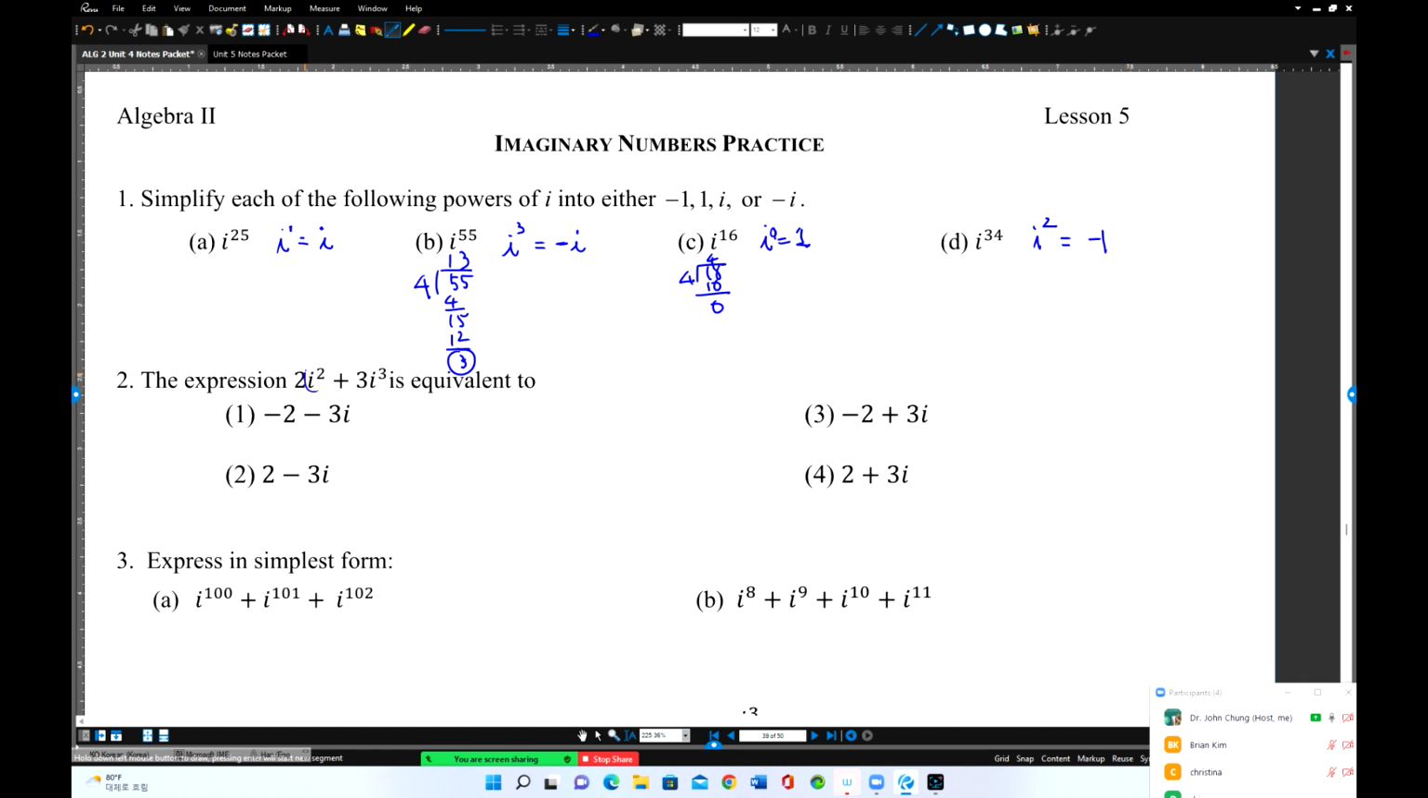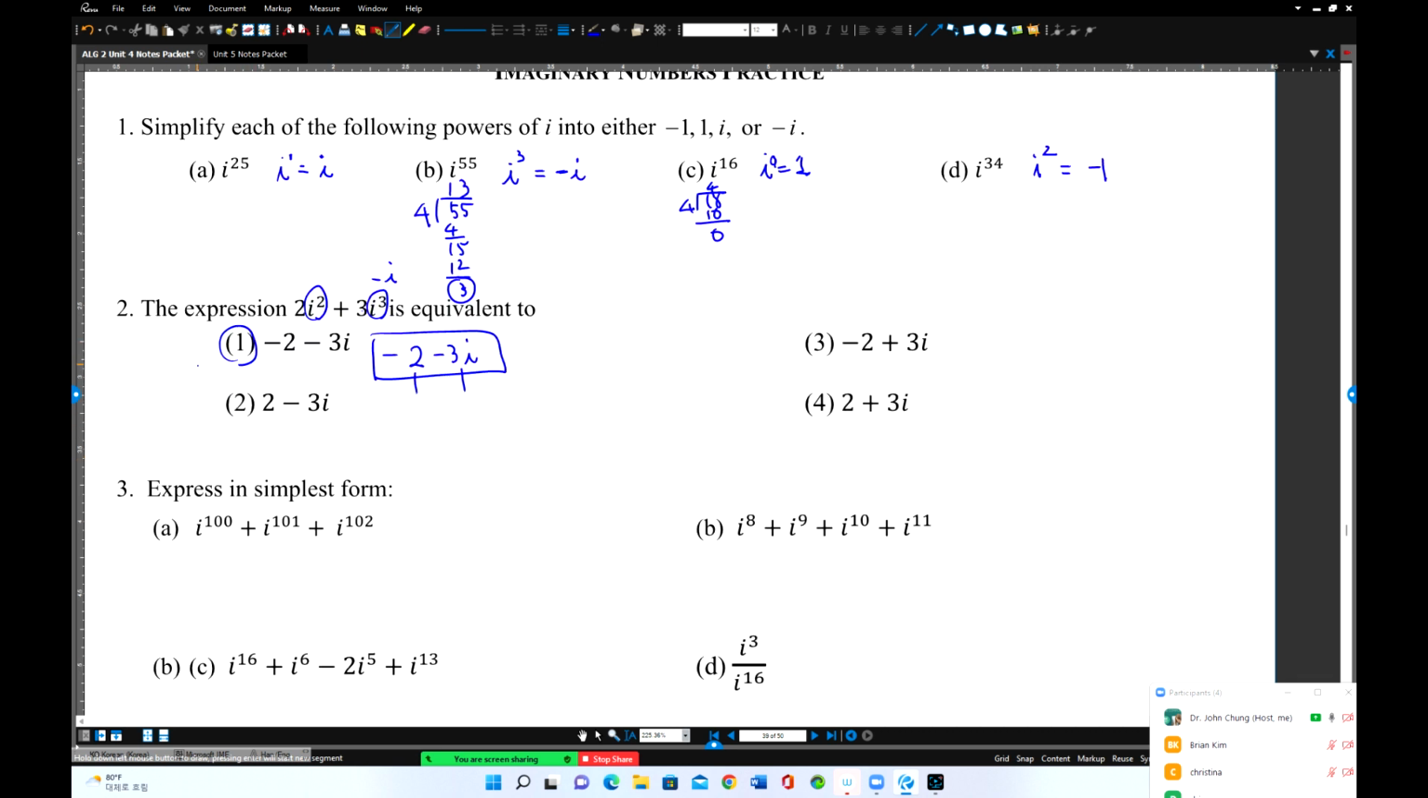And this is a negative 1. We already got i squared is negative 1, i cubed is negative i. So negative 2. This is negative i. 3 times negative i is negative 3i. You can leave this one. They are not like terms. This is real, this is imaginary. You have to leave it this way. Negative 2 minus 3i, okay?